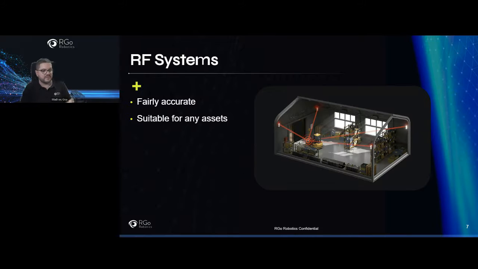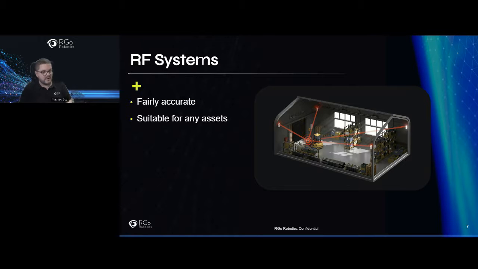Other systems that we can still find on the market are the RF-based systems or ultra-wideband-based systems. Those ones are fairly accurate, which is good to have for AMRs and AGVs. And the good news is that not only will it work on mobile robots, but you can also have them on any other kind of assets, should it be a forklift, a pallet mover, or even a pallet itself.